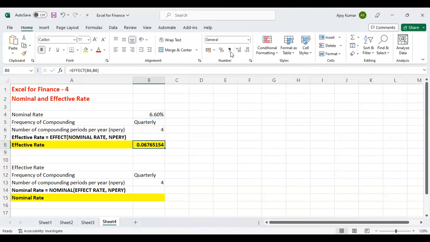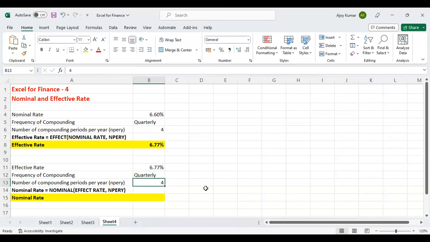I can convert this into percentage, and I can see that the bank is offering 6.6% nominal rate, but I will end up getting 6.77% in reality because compounding is done 4 times a year. Similarly, if I know the effective rate, Excel also helps me to work backwards and get the nominal rate. Let me take the same thing here. Let me put 6.77% here as my effective rate. I'm keeping the compounding frequency as 4.